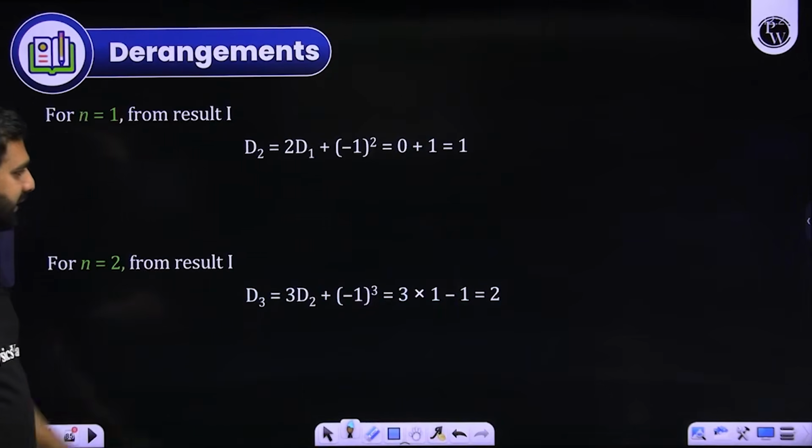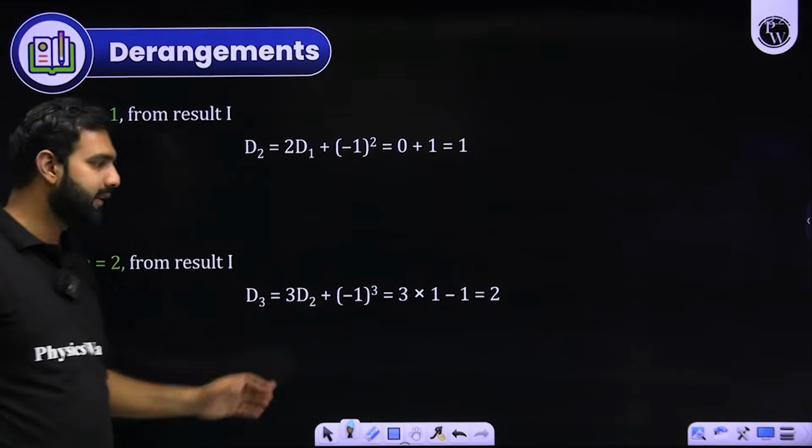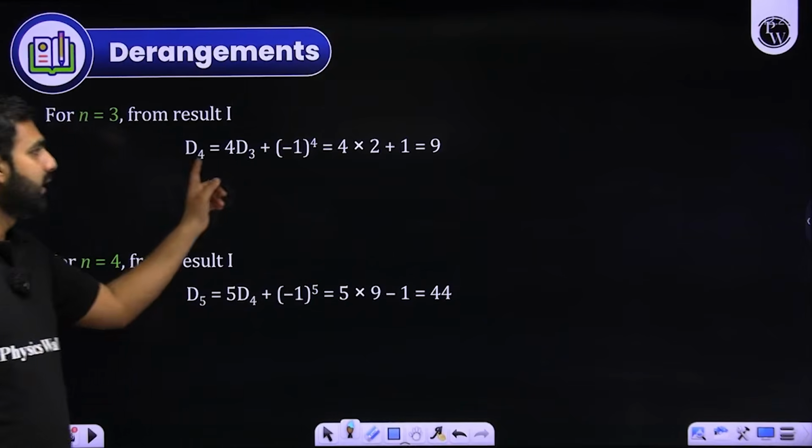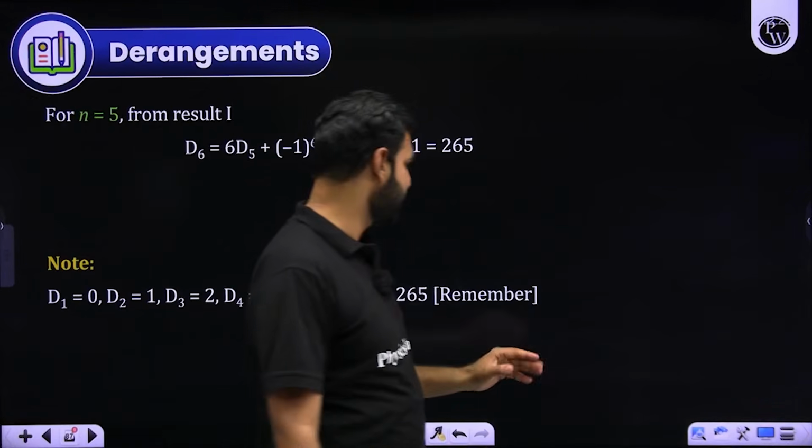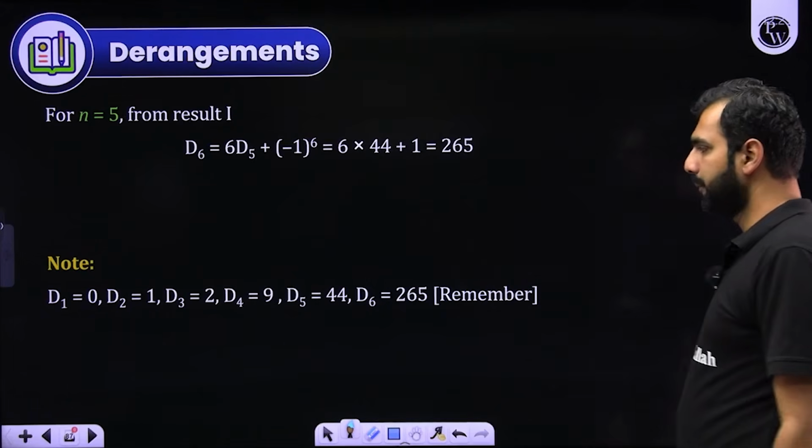Then look at D3. D3 is going to be 2. I hope you know how to calculate it, but I am asking you to remember it. D4 is 9. D5 is 44. Up till D5, you should have these values at your fingertips. Remember them. Up till D5, D6.